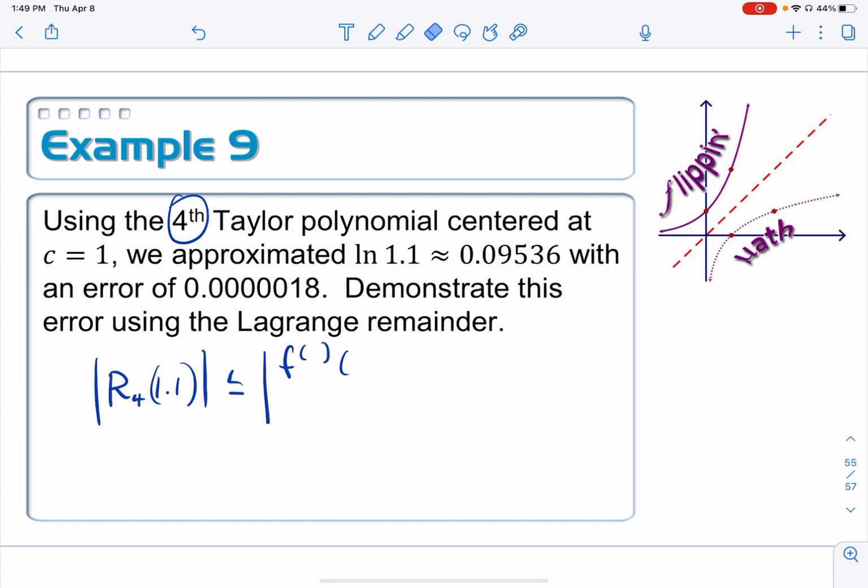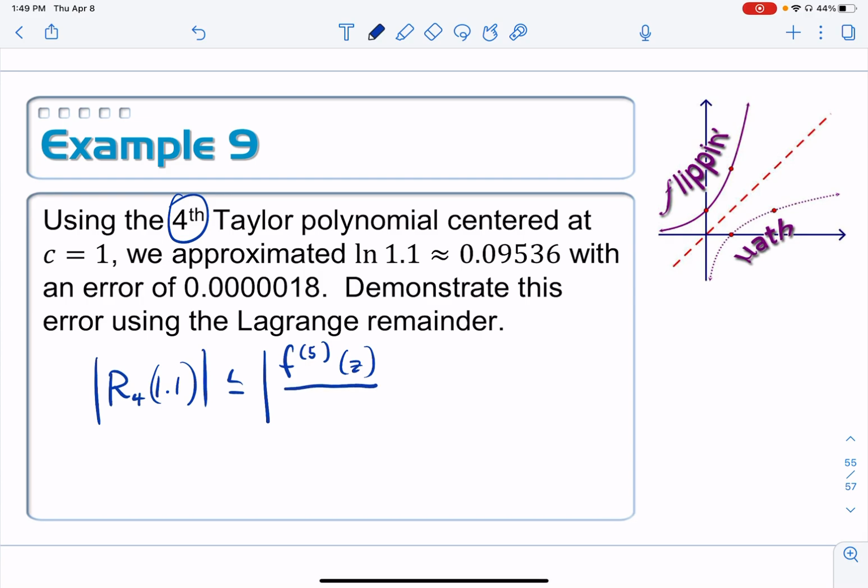Wait a minute, what am I doing? That should be 5, and this should be z. And that z, remember, lives in between 1 and 1.1. And it could be either one of those two things, or none of the above.